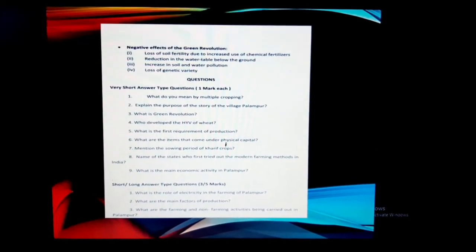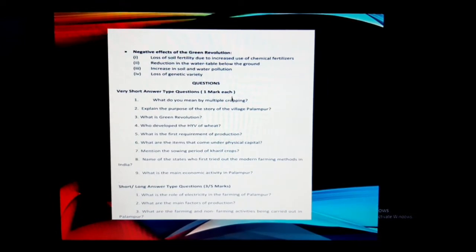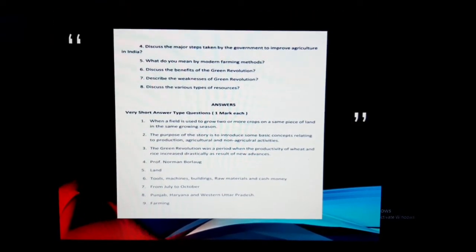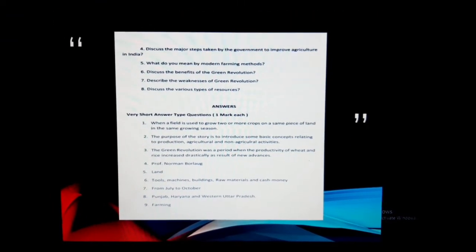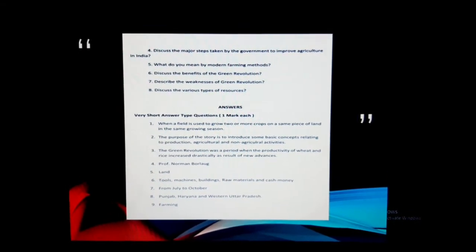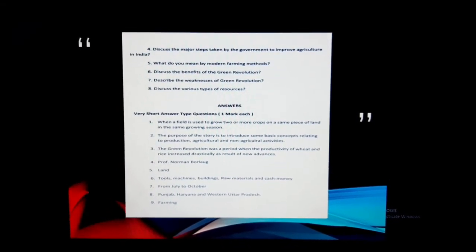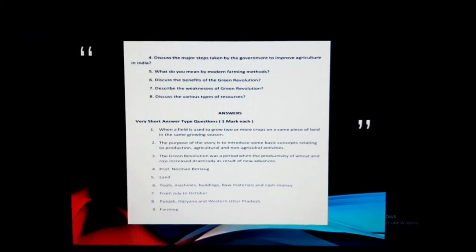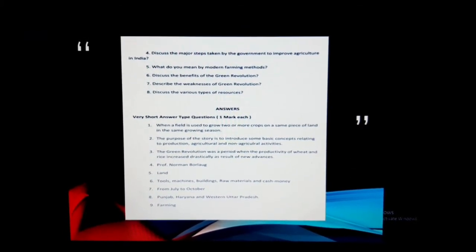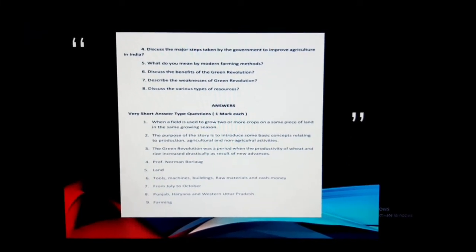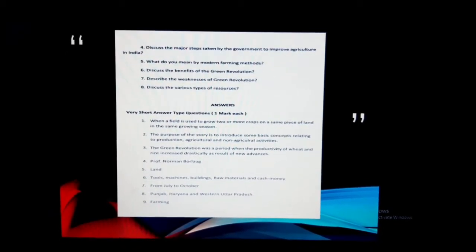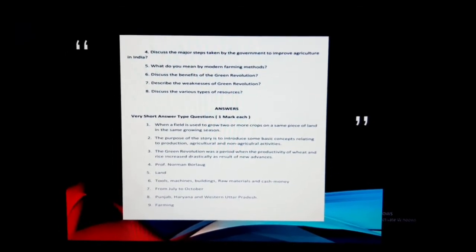Question number 3. What is Green Revolution? The Green Revolution was a period when the productivity of wheat and rice increased drastically as a result of new advances, in which we say HYV seeds, modern farming methods, and new irrigation systems were there. That was all Green Revolution, which took place in the 1960s.